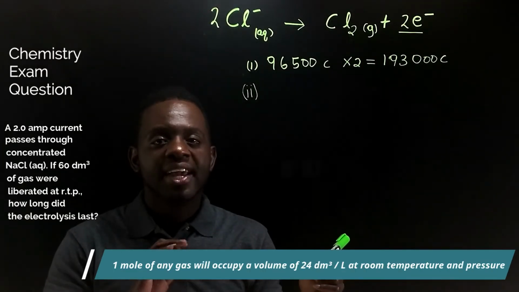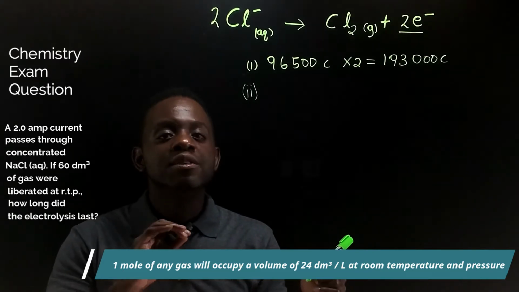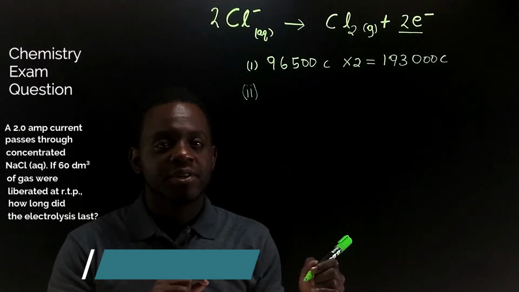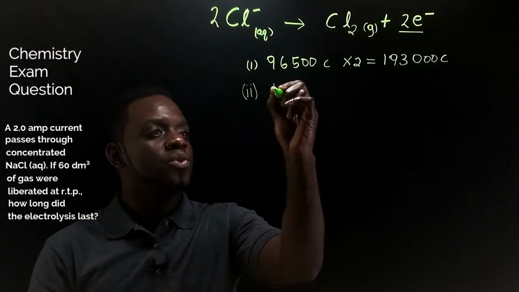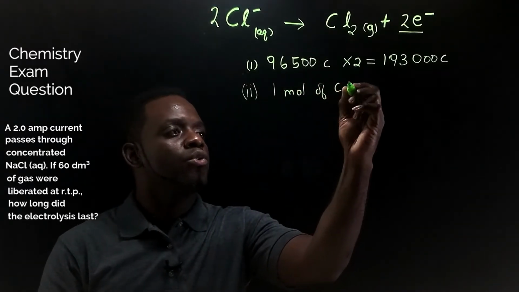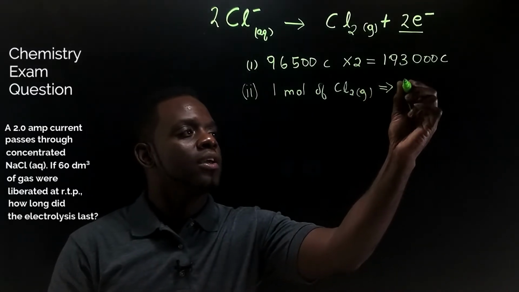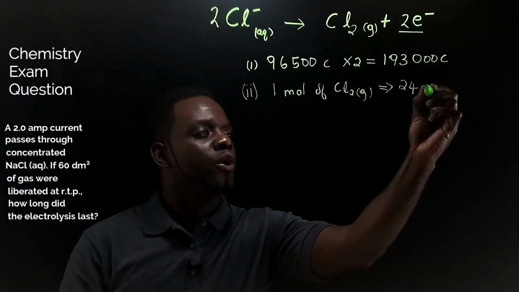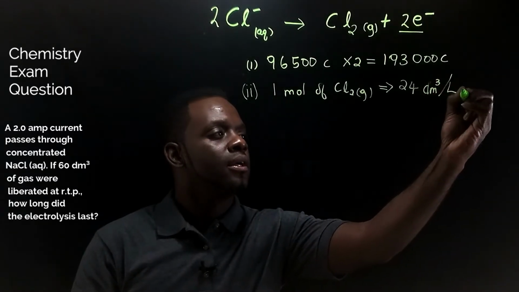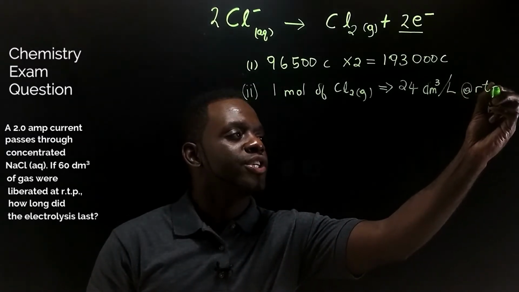We also get the volume of gas liberated at room temperature. 1 mole of any gas will occupy a volume of 24 dm cube at room temperature and pressure. This is 1 mole, so we can simply write that 1 mole of chlorine gas will occupy 24 dm cube, which is the same thing as liters, at room temperature and pressure.